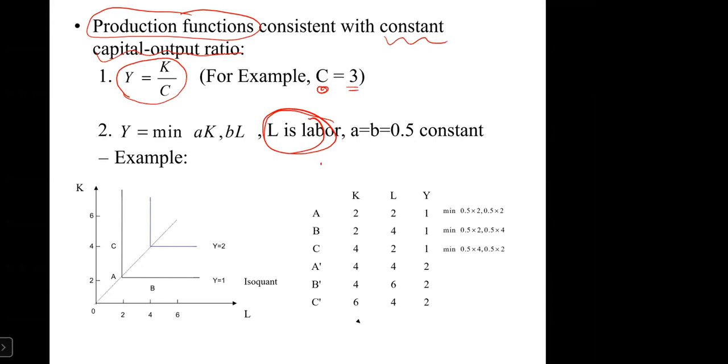And then the output function equals, I forgot there's a bracket, the minimum of AK versus BL. Both A and B, they are constant. Okay? In your intermediate microeconomics, you probably have seen this function before. If you plot this production function, it's going to look like this kink line, these two lines.